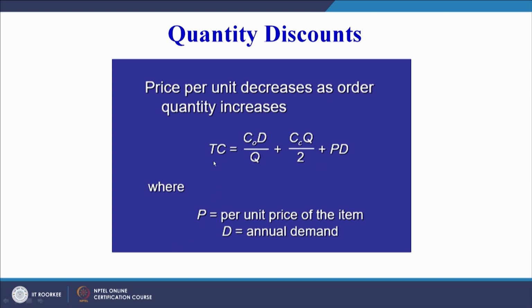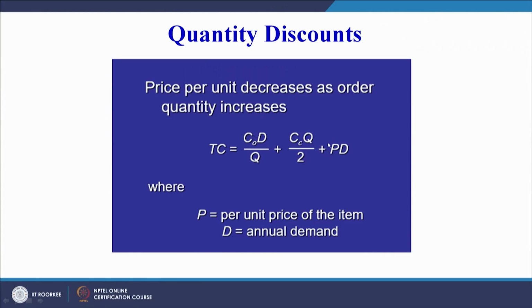The total cost, we know this as per the economic order quantity model: ordering cost multiplied by the annual usage or annual demand divided by order quantity, plus the carrying cost multiplied by the order quantity divided by 2, or the average order quantity Q by 2, plus P into D. Now D is the annual demand and P is the per unit price of the item. So you can see that, all other things remaining same, this P will change when we are ordering more number of parts or components or materials.